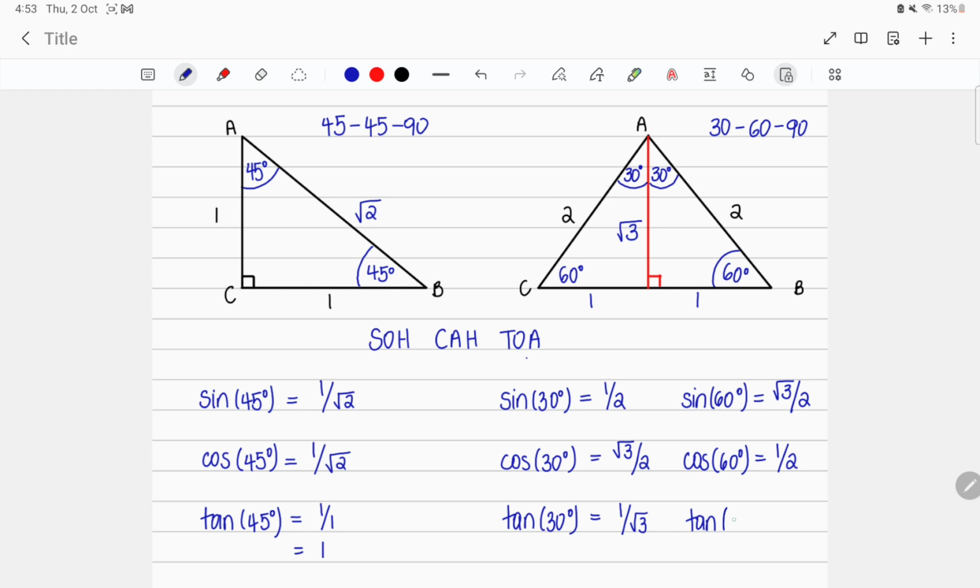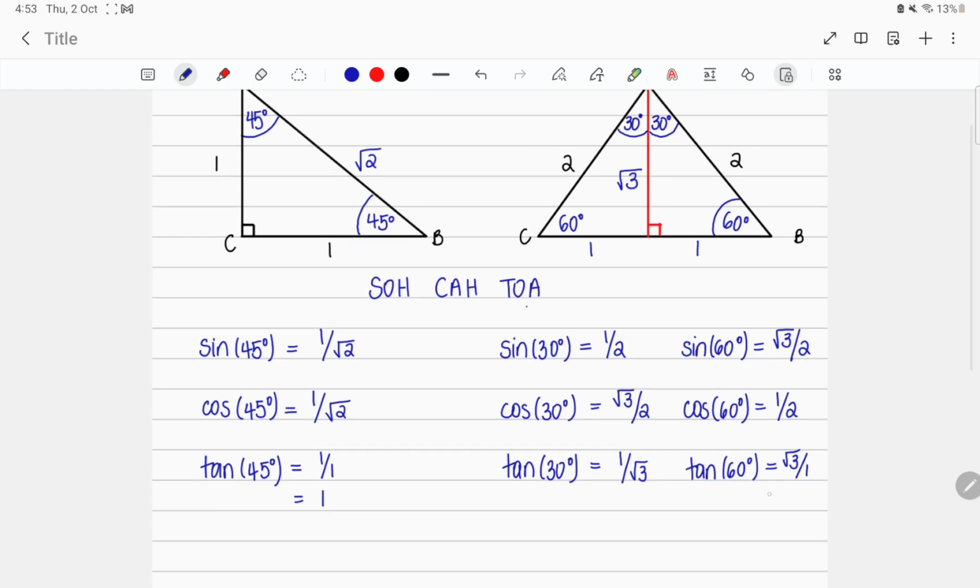And tan of 60 degrees, again, is the opposite over the adjacent. So the opposite side is root 3, the adjacent side is 1. So it means that tan 60 is the square root of 3 over 1, and anything over 1 can just be written as itself. So this is just equal to the square root of 3.